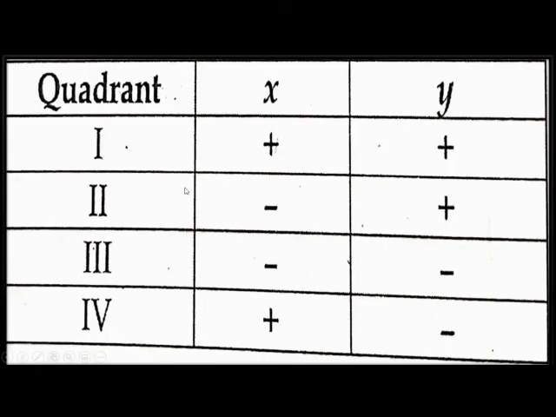There is a chart which tells you the same story. When both the values of the ordered pair are positive, they belong to quadrant 1. If x is negative but y is positive, both values belong to quadrant 2. If x is negative and y is negative, both values belong to quadrant 3. If x is positive and y is negative, such a case belongs to quadrant 4. So while placing the values, this is an important chart which you have to be aware of.